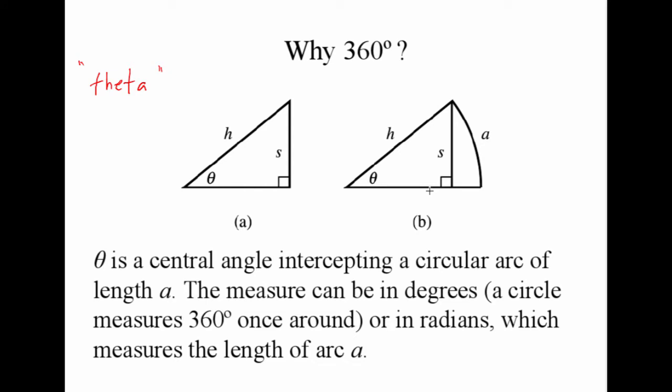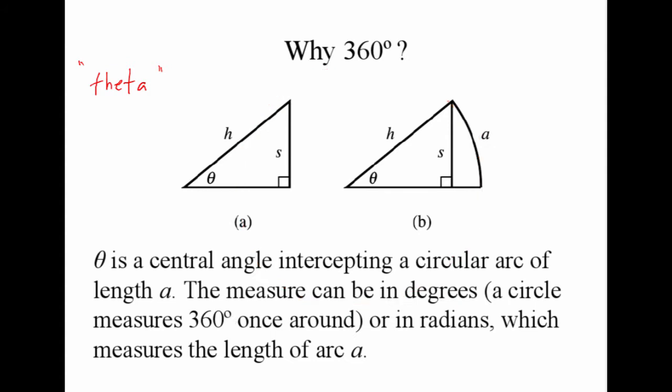So over here in the picture on the right, if you envision a circle all the way around, what this says is that this part of the circle, represented with the letter A, is a circular arc of length A. So arcs have length. It's a portion of the circumference of the circle. And that arc has an angle that's associated with it, and we call that a central angle.